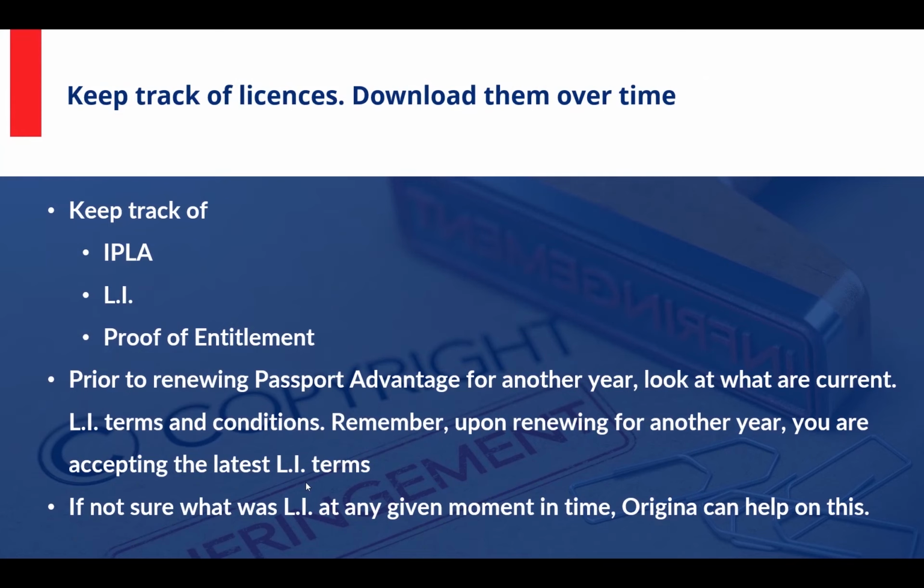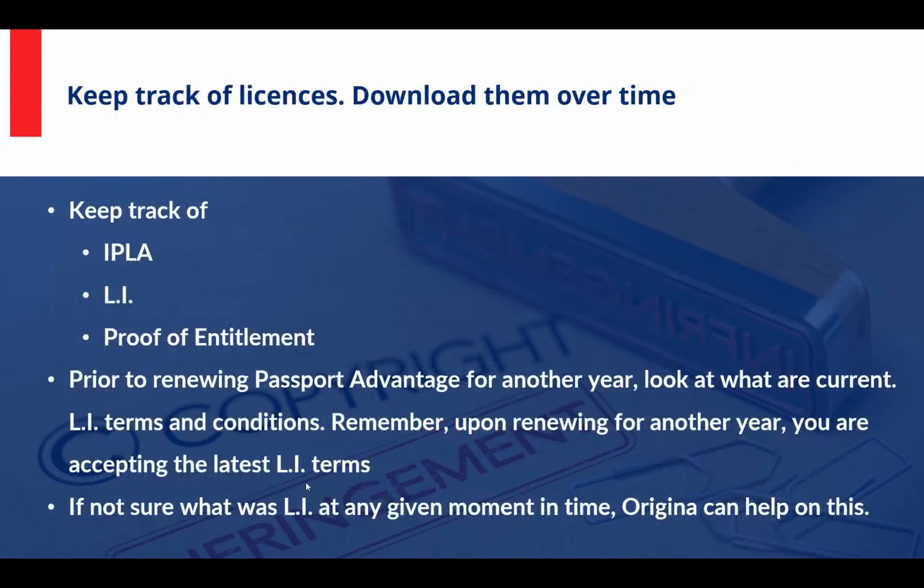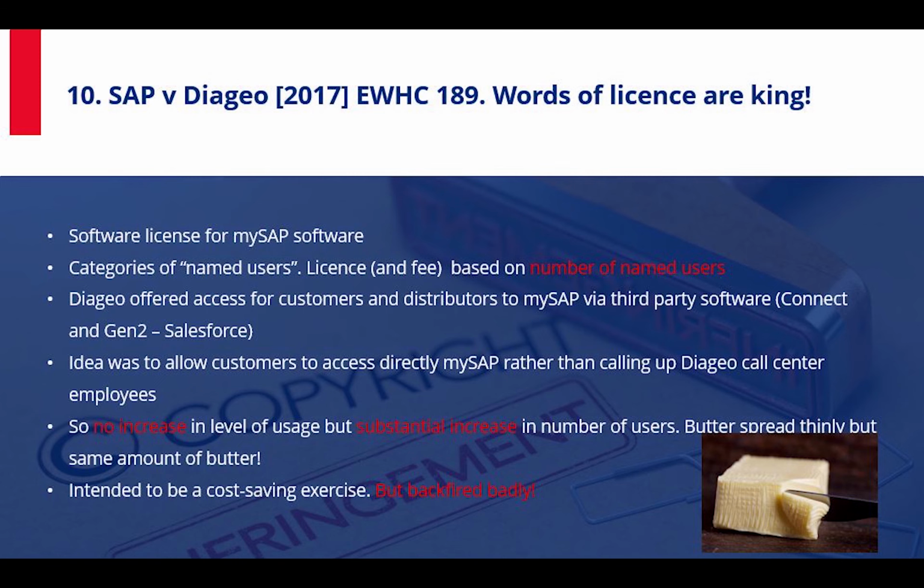Prior to renewing Passport Advantage, what are your current LI terms and conditions? If you renew, will you be accepting the latest LI terms and conditions? Very important, again, this is all part of good management. Make sure you understand what renewals effectively mean for your estate. And for those who are unaware of where to find these proof of entitlements or license agreements, we do have some documentation and videos on that. So if you require that information after this webinar, just contact us and we'll send it on to you.